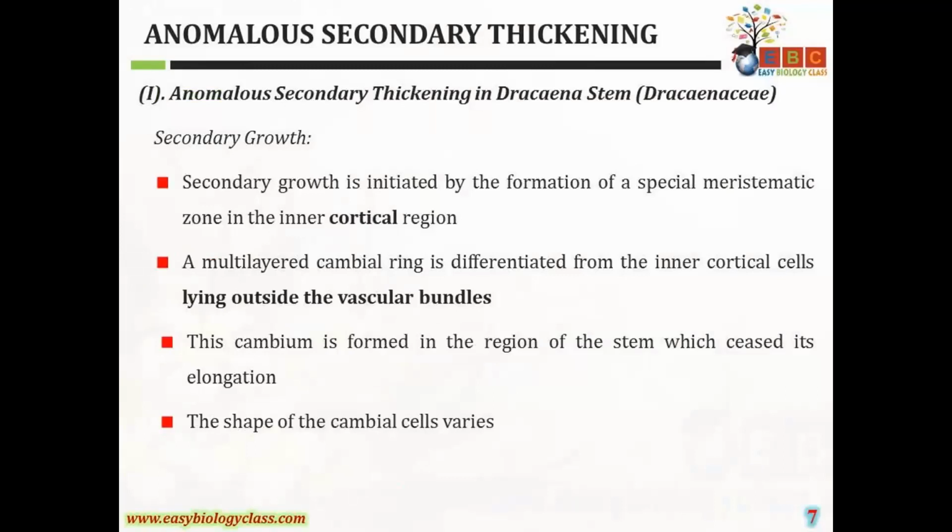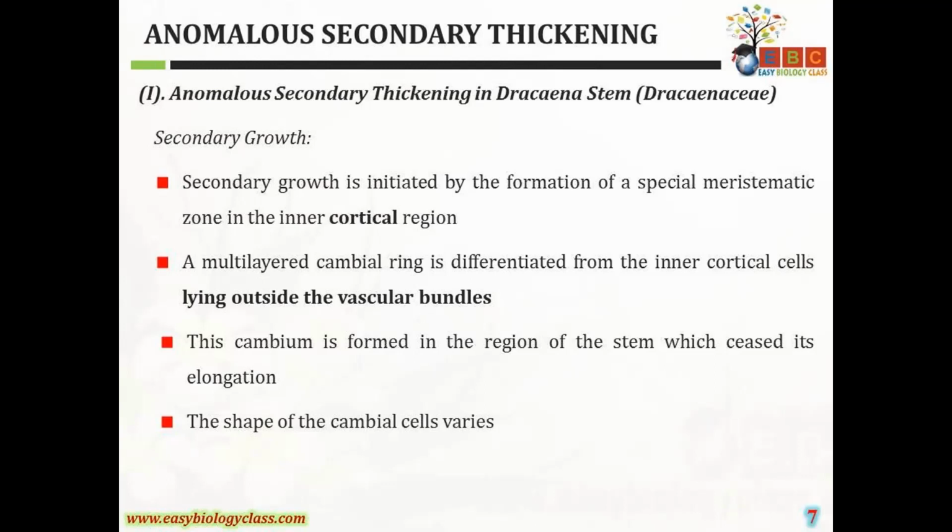These are the primary structures of the monocot stem. But in the anomalous secondary thickening of Dracaena, the secondary growth is initiated by the formation of a special meristematic zone in the inner cortical region. The cells present in the cortex become meristematic and act as a cambium. The multi-layered cambial ring is differentiated from the inner cortical cells lying outside the vascular bundles.